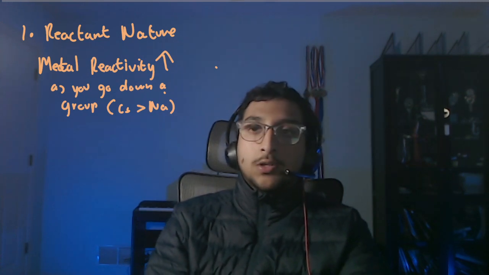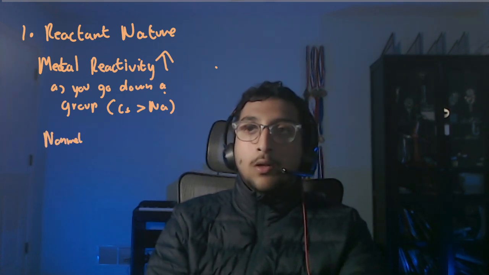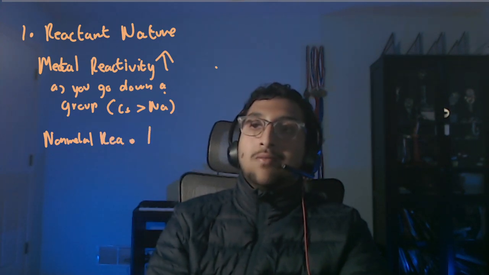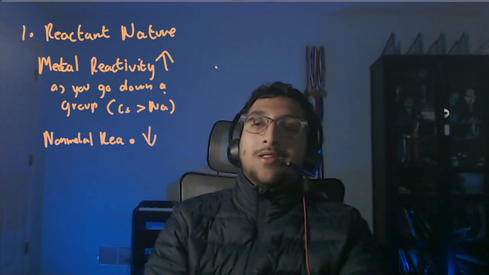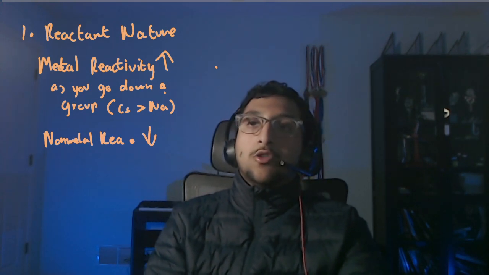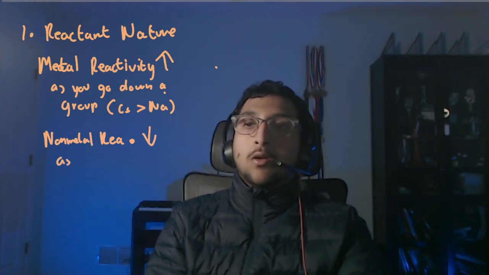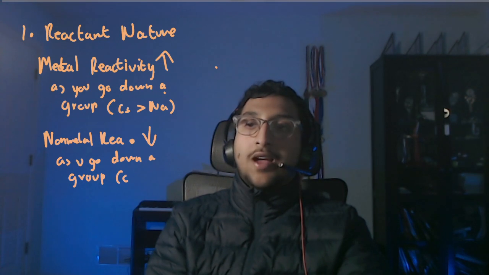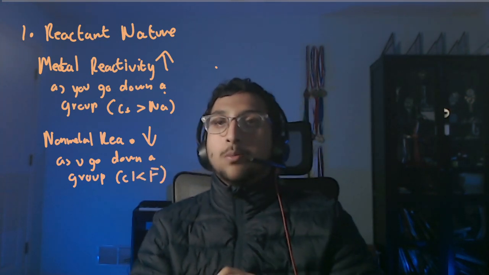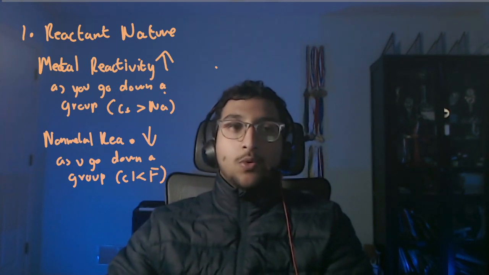So i.e. Cs is more reactive than sodium. And then non-metal reactivity decreases actually. So non-metals are the opposite as you go down a group. So what does this mean? This means that chlorine is actually less reactive than fluorine. So that's the first one, nature of reactants. Second one is the concentration.